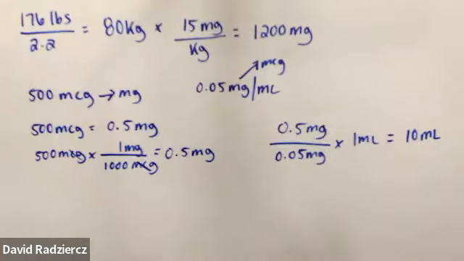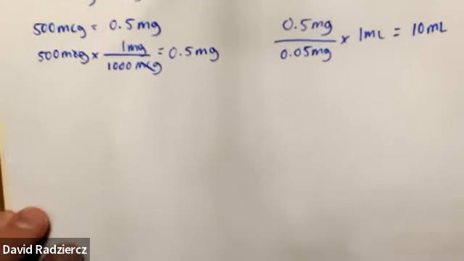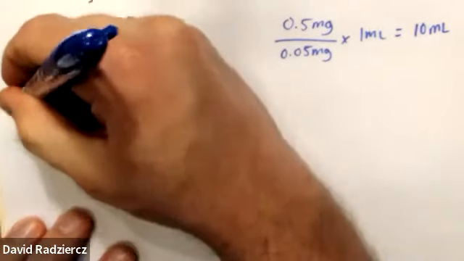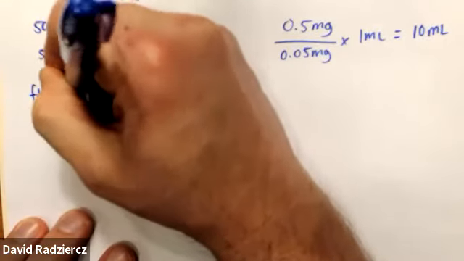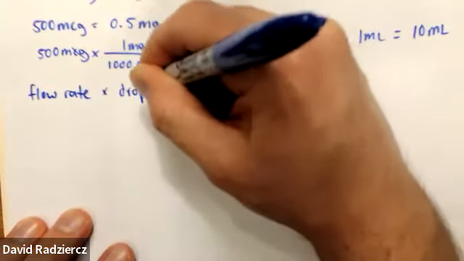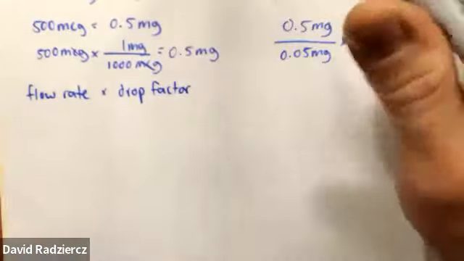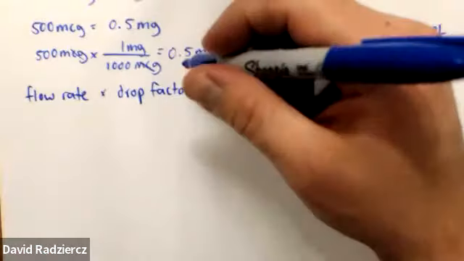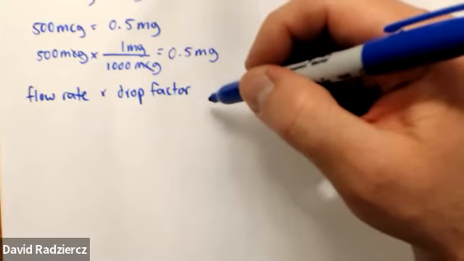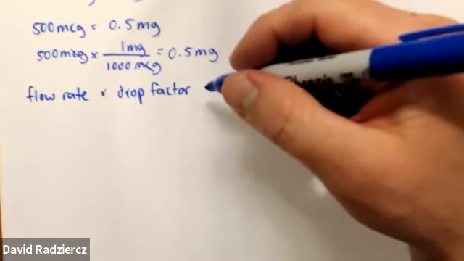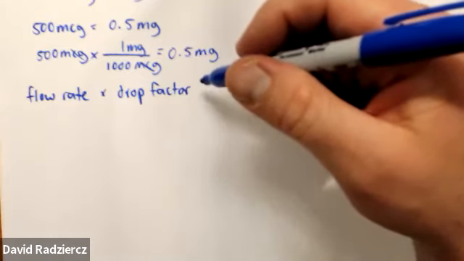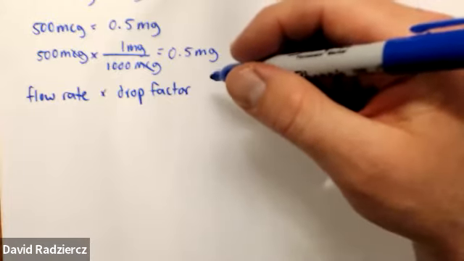So there's a couple things you need to know when you're calculating a flow rate or a drop rate. You need to know two pieces of information: you need to know what the flow rate is, and you need to know what the drop factor is. Now, if you're at Boyce or North or South, the other campuses, the drop factor may not always be given to you, but I think they usually will utilize what's called micro tubing. And micro tubing, the drop factor is 60 drops per milliliter.